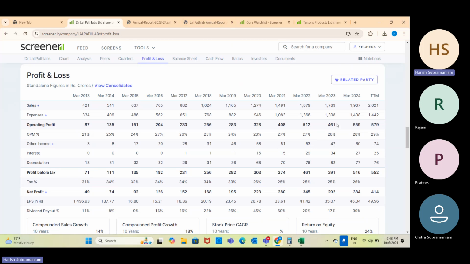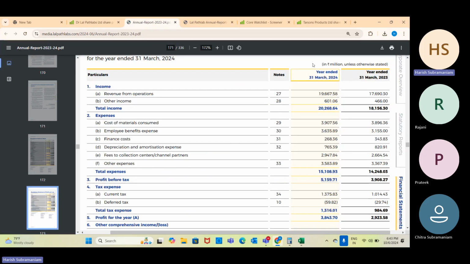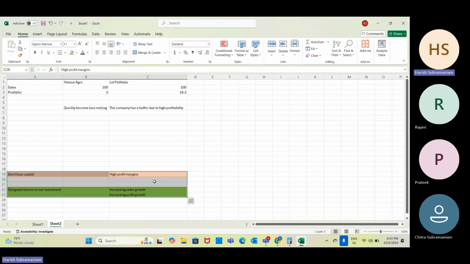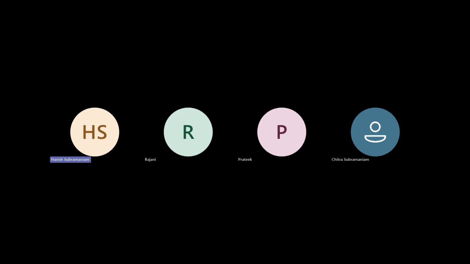We've more or less completed the basics of how to look at an income statement from any annual report. We have seen what the notes are and compared it to Screener, and then we have seen some of the key parameters we should look at, right? We have to look at increasing sales growth, increasing profit growth, and some high profit margins. So any questions on what we've covered today?